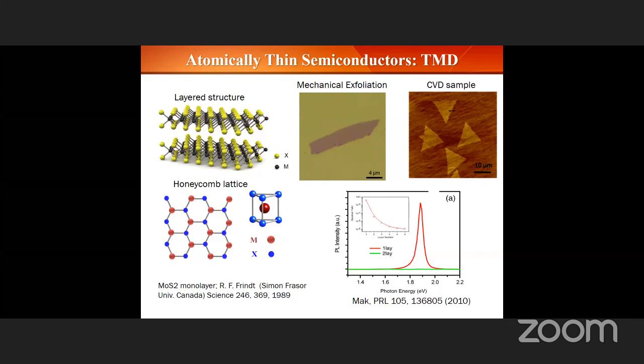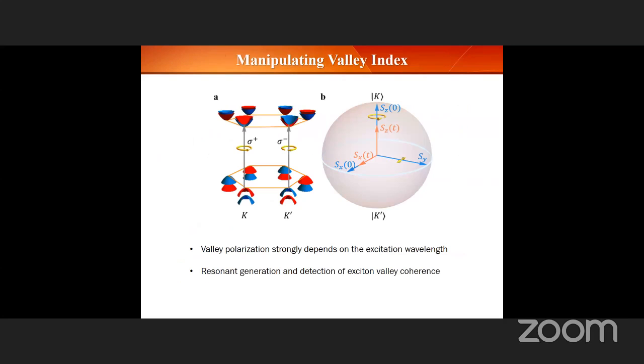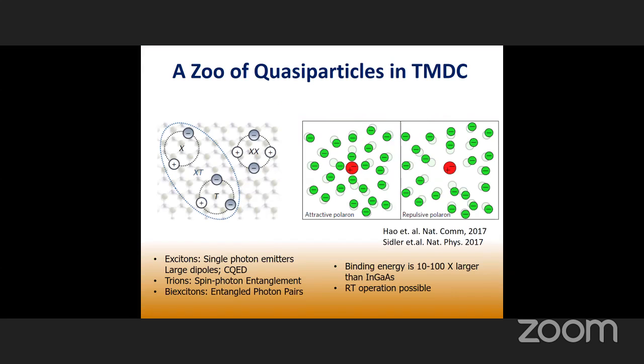This is Bill Phillips. I've got a question about the biexciton. You said that this was a good thing in order to produce entangled photon pairs. What variable is entangled, and could you say a little bit more about how the entanglement works in that situation?